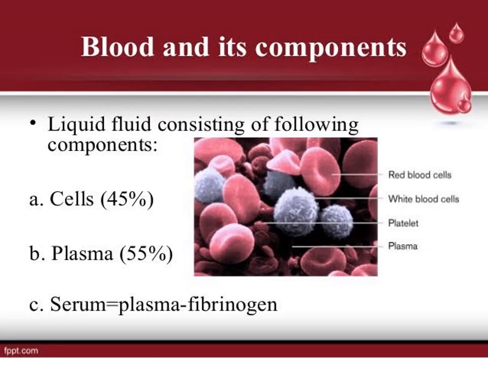This is blood and its components. The liquid fluid consisting of the following components. So what percentage? Cells 45%, plasma 55%, serum, plasma, fibrinogen. So look at the picture carefully. Red blood cells RBC and white blood cells WBC and the platelets, then finally plasma.